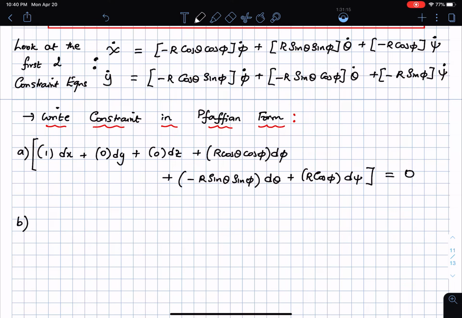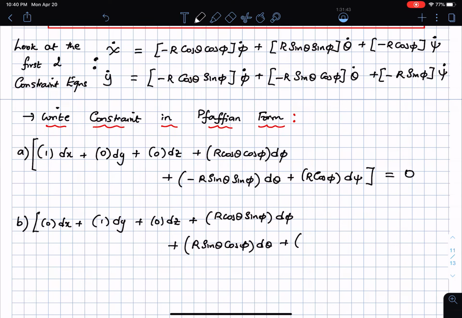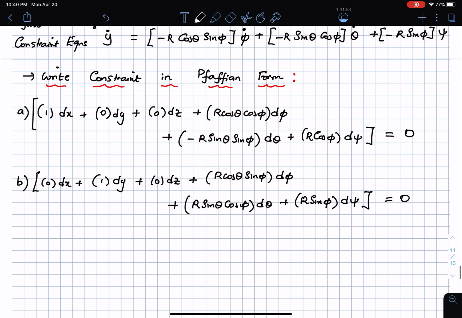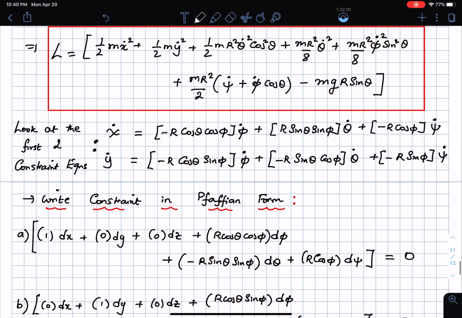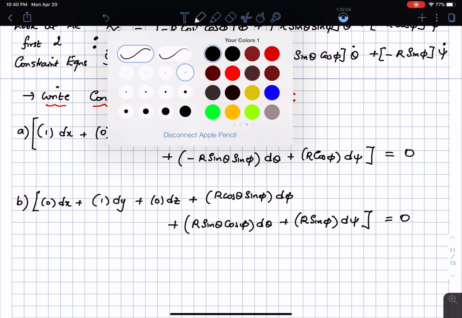The second constraint equation likewise is going to be 0 times dx, 1 times dy, 0 times dz. Then I'm going to be having r cos theta sin phi d phi plus r sin theta cos phi d theta plus r sin phi d psi. This is equal to 0. So this is the constraint written in the Pfaffian form. And then we have the Lagrangian from here. So these are the things that we really need, and I'm going to put this in the box as well.